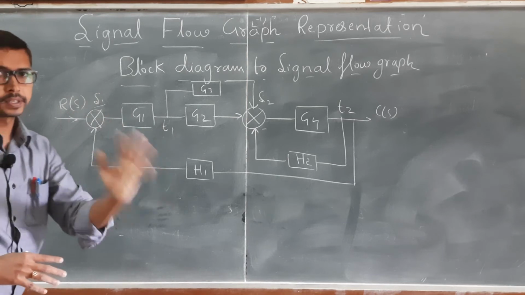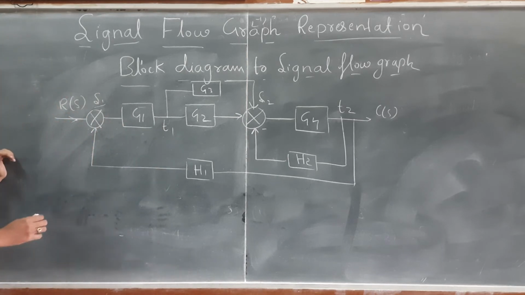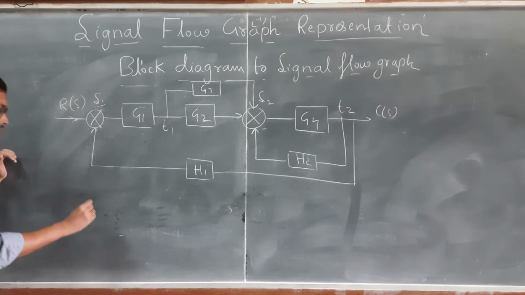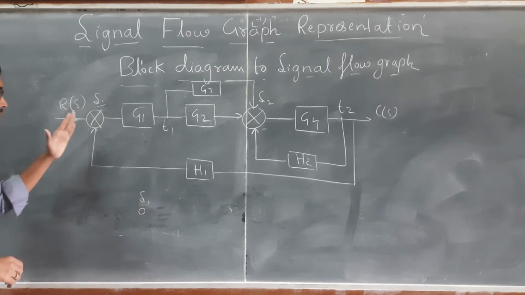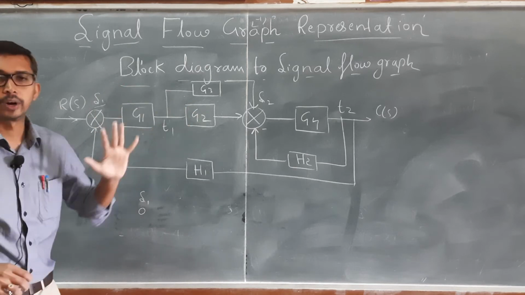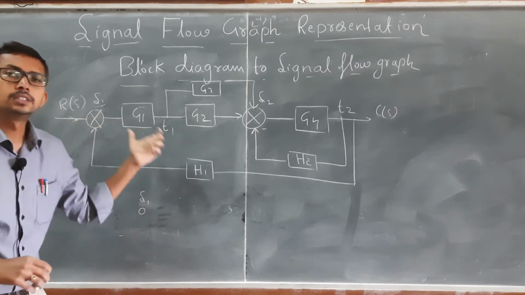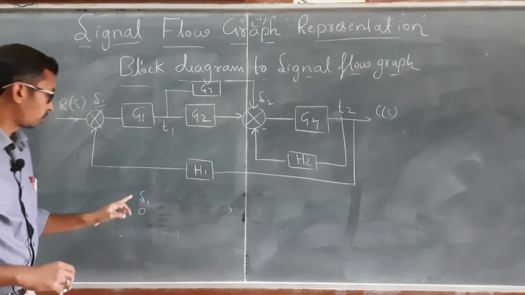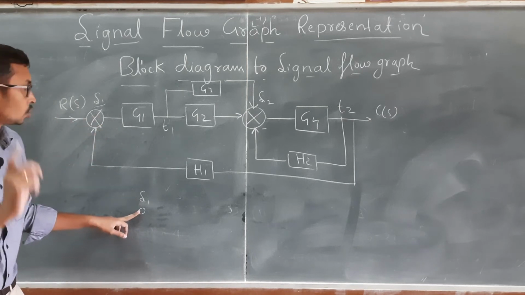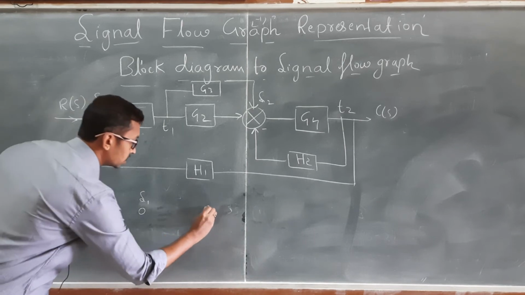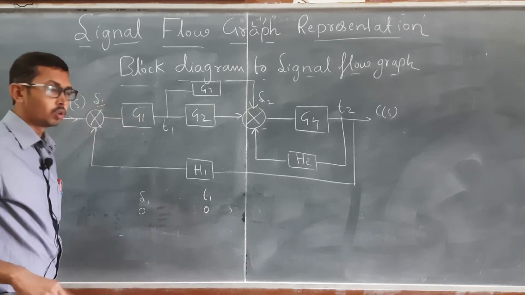So now how do we represent this one? Wherever the summing points and takeoff points are there, I am going to consider each one as a node. Summing point 1 is there, therefore I consider it as one node. There is takeoff point 1, so I consider node T1.